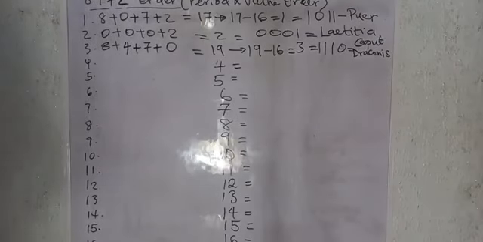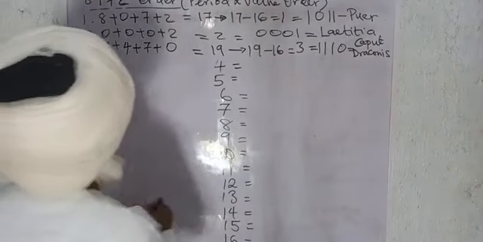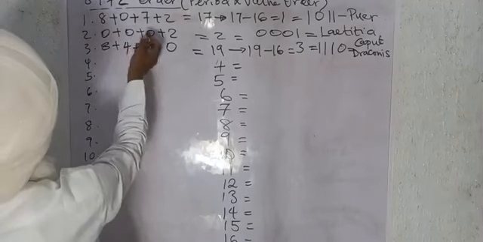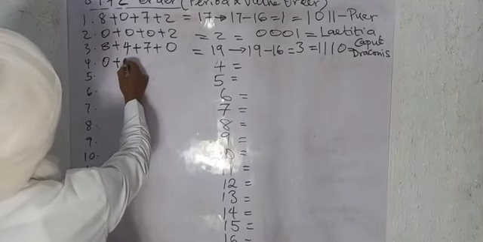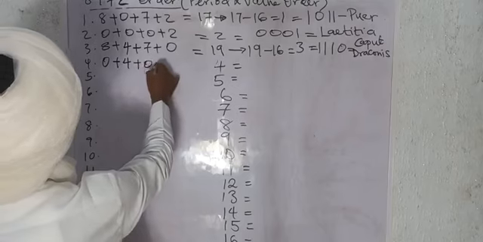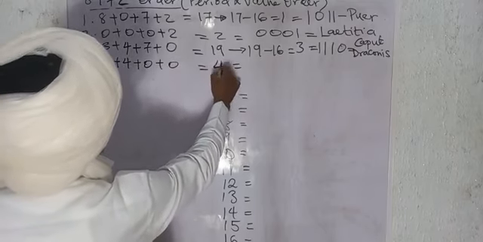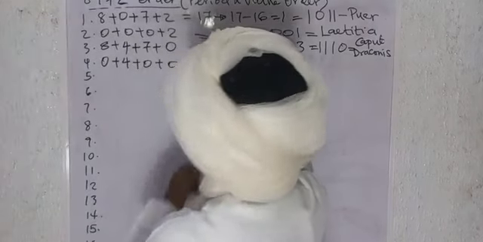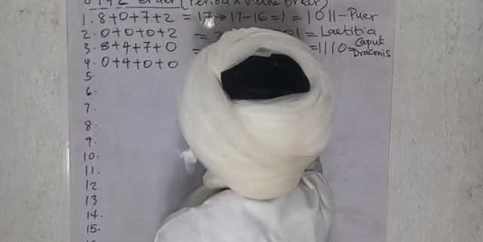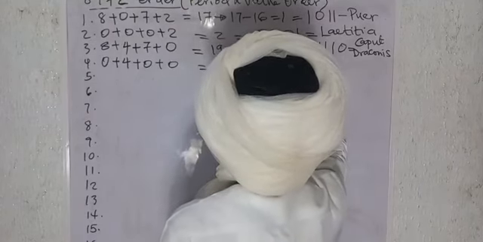Now, figure 4 is straightforward. We have 4 here. Bang. So all you need to do is zero the other bits. 4 plus 0 plus 0. And that gives us 4. So the figure will be like 0, 1, 0. This is called Albus.